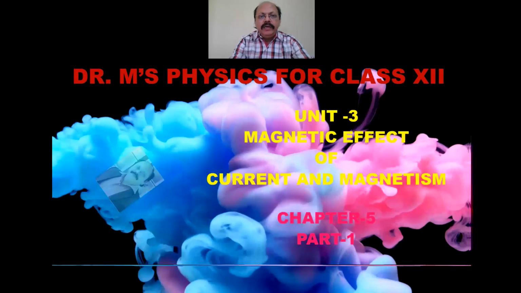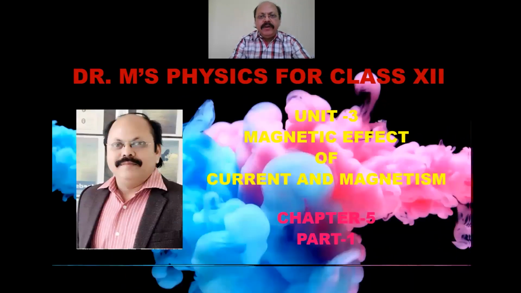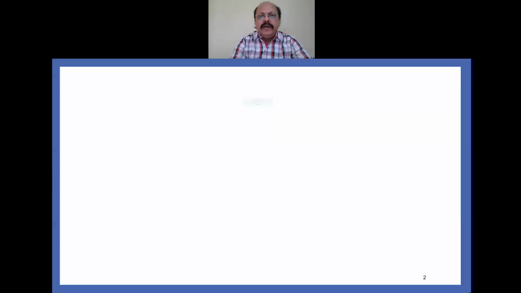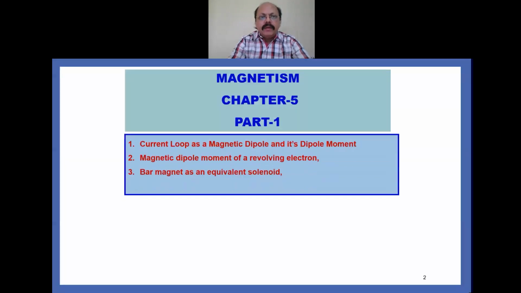What you have to learn in this chapter 5, you see here: first is current loop as a magnetic dipole and its dipole moment. Second, magnetic dipole moment of a revolving electron. And the third one, bar magnet as an equivalent solenoid. So today we have to learn all these three parts of magnetism, and one by one we will explain.